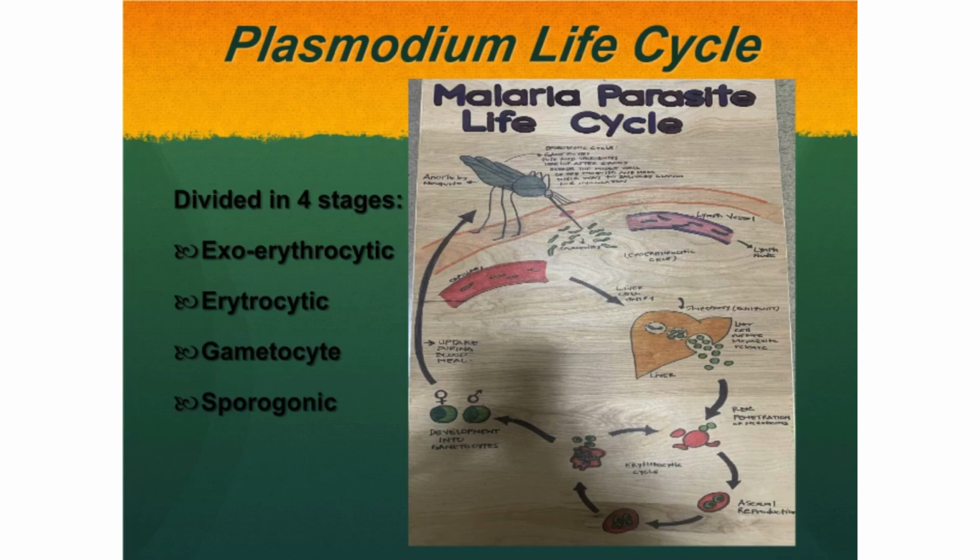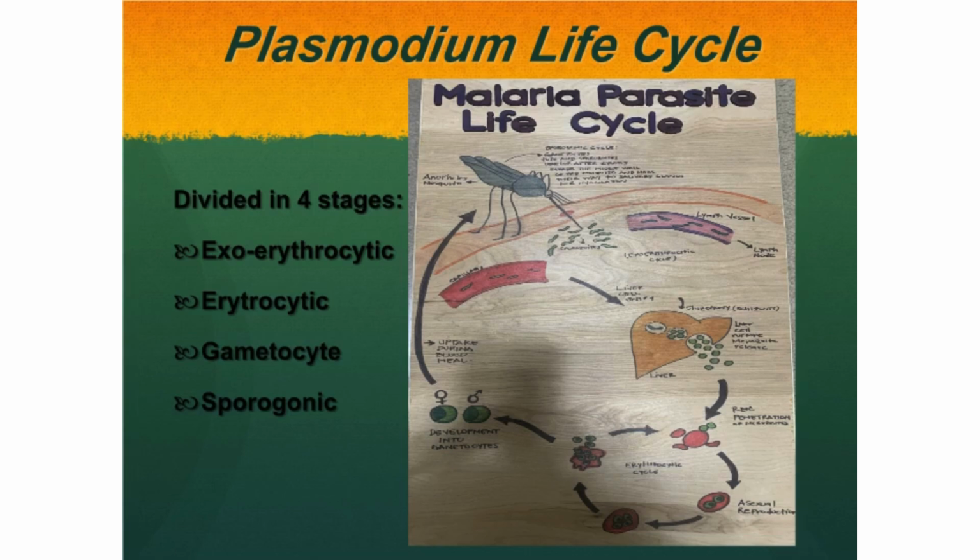Once inside the liver cells, the parasite multiplies to form thousands of daughter cells known as merozoites. Once the daughter cells are mature, they burst out of the liver and enter the bloodstream. This is where the erythrocytic phase starts. Here, the parasite invades the red blood cells, multiplies, and bursts out of the red blood cells, entering the bloodstream once again. At this point, malaria symptoms are evident. Some of the parasites differentiate into sexual gametocytes at this point. This is where the gametocyte phase starts.